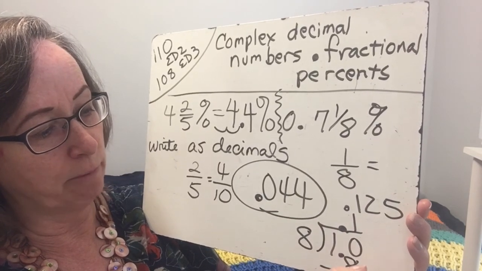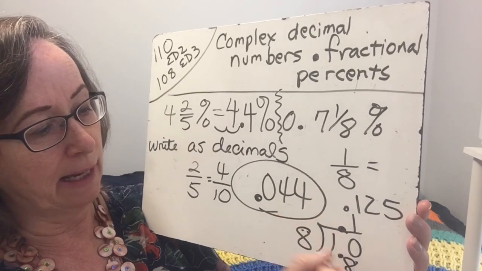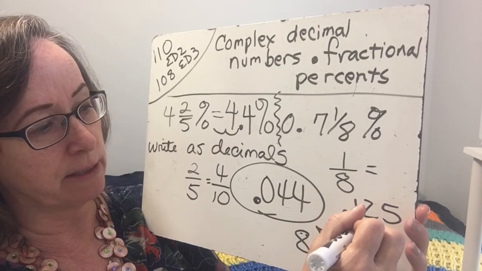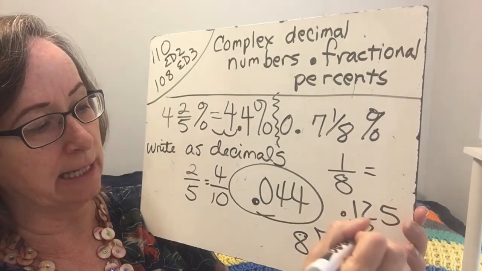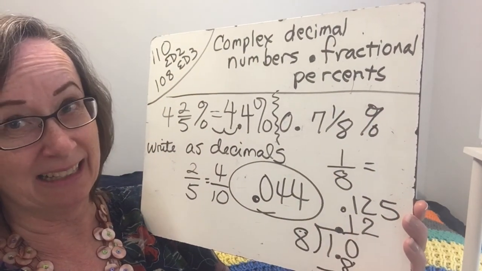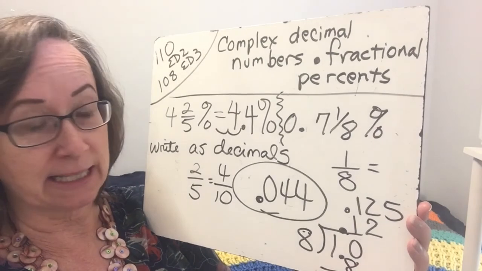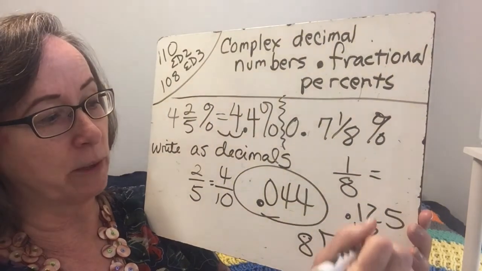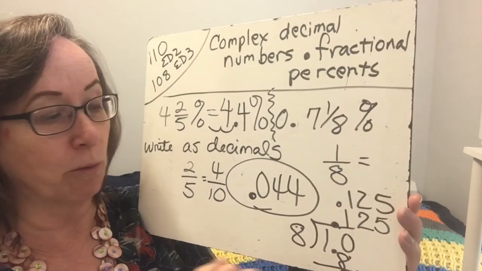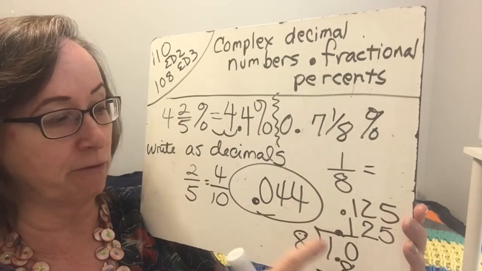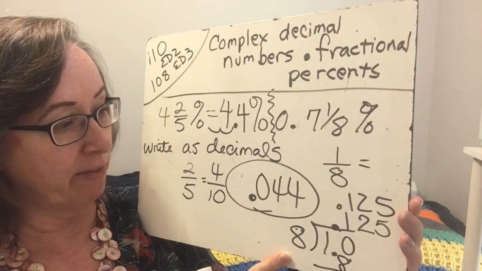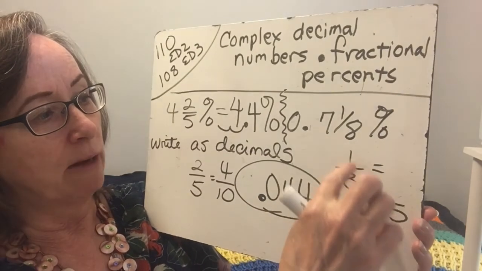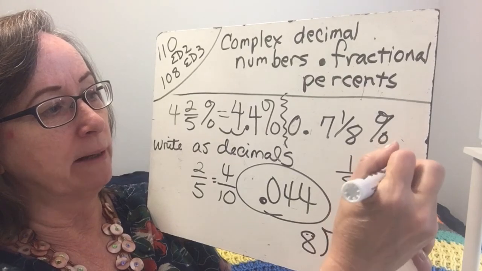2, and then we bring down the 0. 8 into 20 is going to go 2 times for the 16. 2 times 8 is 16. I subtract the 20 and the 16, I get 4. I bring down the 0, I get 40. 8 into 40 is the 5. Okay, so if you don't remember that's 0.125, you can long divide it and you will get there. All right, so 1/8 is 0.125.